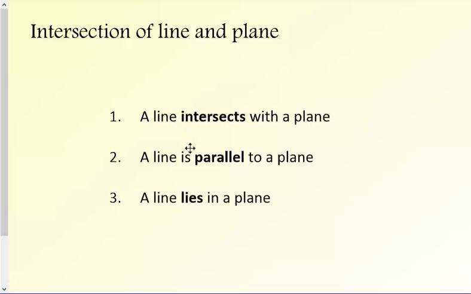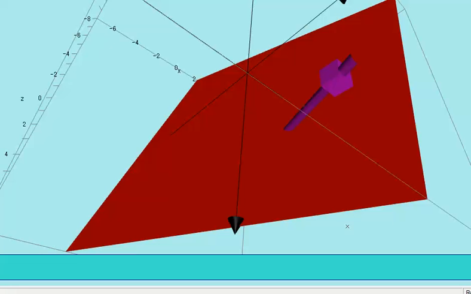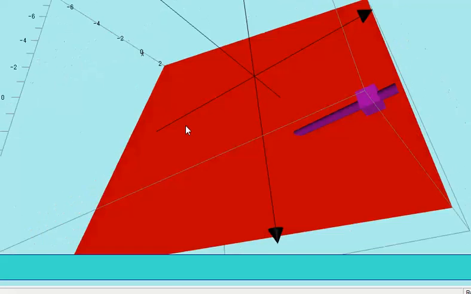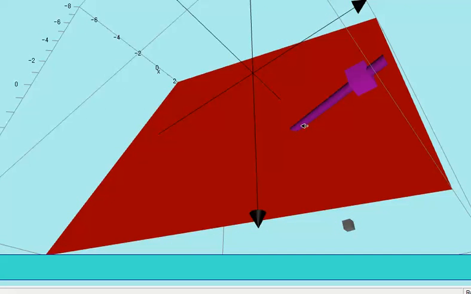A line could intersect with a plane, of course, so a line could pass through a plane, as in this example here, and if that's the case there will be a point of intersection with the line and the plane. In other words, the line and the plane occupy the same space.